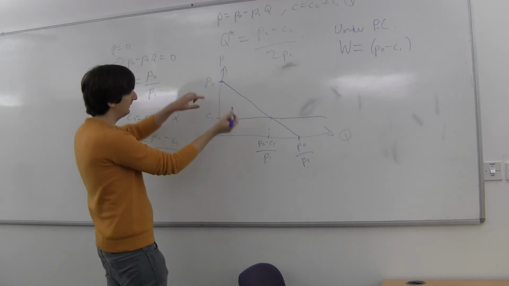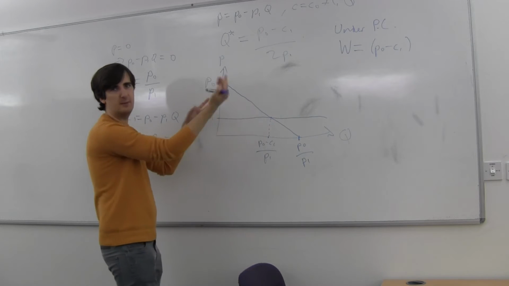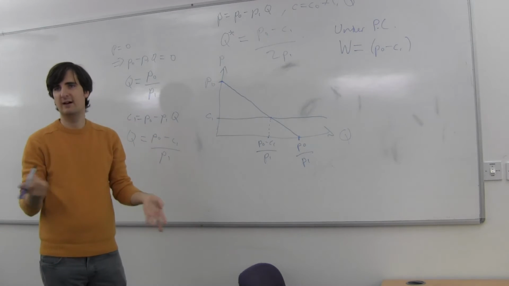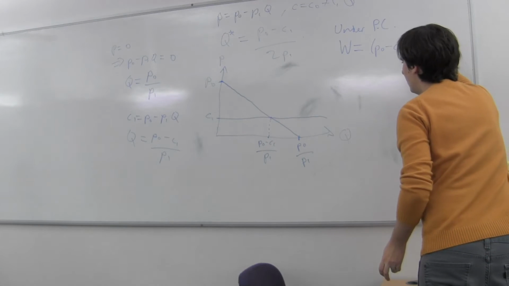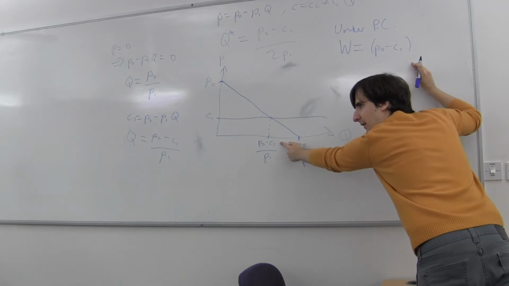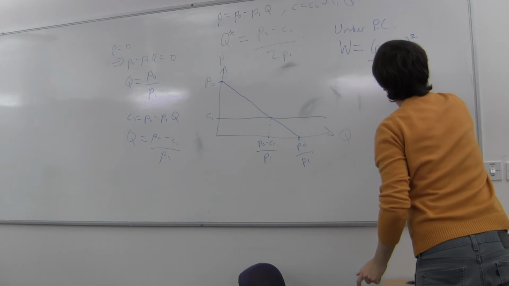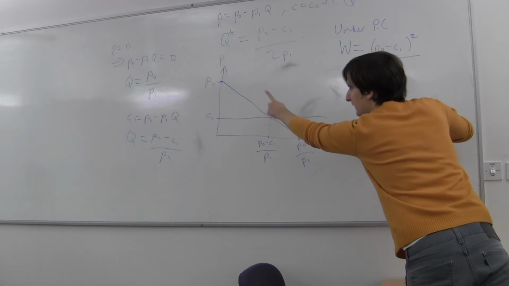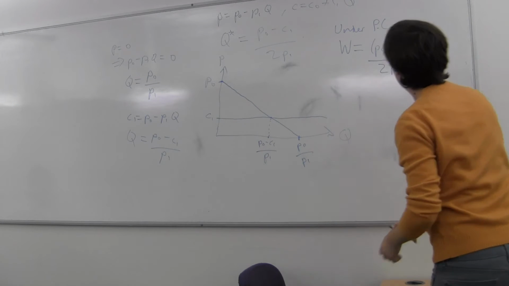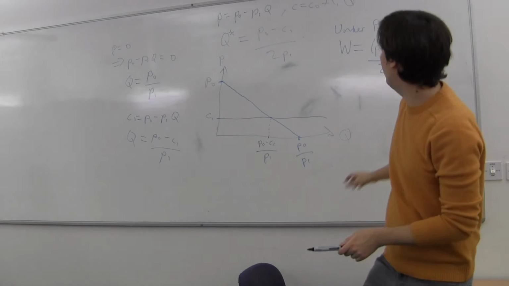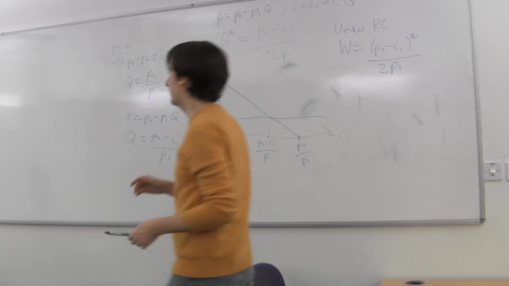So welfare under perfect competition is this length times this length divided by 2. That's the area of the triangle, half base times height. So P0 minus C1 times another P0 minus C1, so P0 minus C1 squared, all divided by P1, and then we have to divide by 2 because it's a triangle, not a square. So all divided by 2P1. So under perfect competition, this is welfare. This is the most we could get.